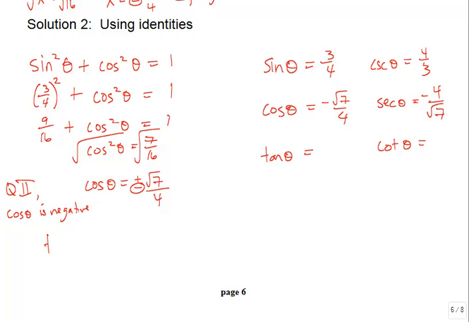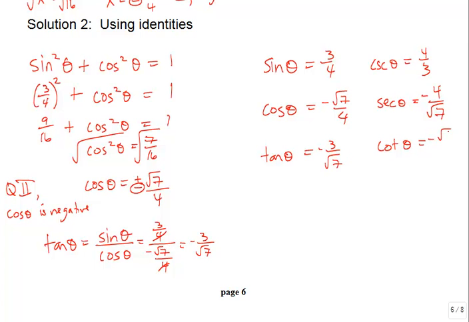And then to get tangent, we're going to use that identity, which says that tangent is, by definition, sine of theta over cosine of theta. So the sine of theta was 3/4. The cosine of theta we found out to be negative root 7 over 4. The 4's cancel, and we get negative 3 over root 7. So its reciprocal cotangent would be negative root 7 over 3.